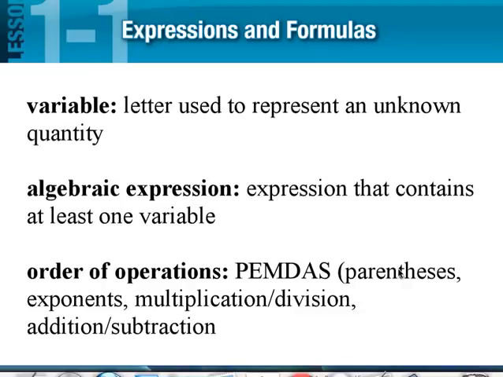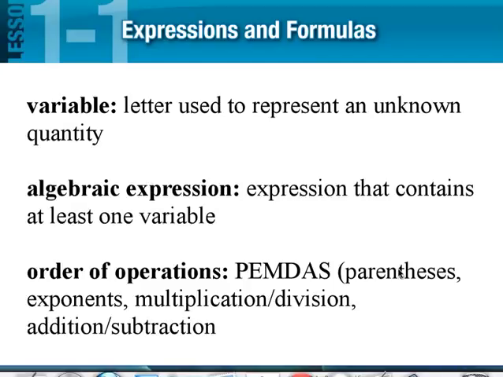Going to talk about expressions and formulas. Up here on the board, you're going to notice we have the definition of a variable. A variable is nothing more than a letter used to represent an unknown quantity. An algebraic expression, on the other hand, is just an expression that contains at least one variable. It can have more than one.